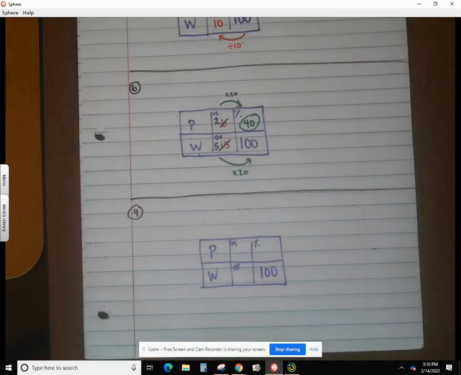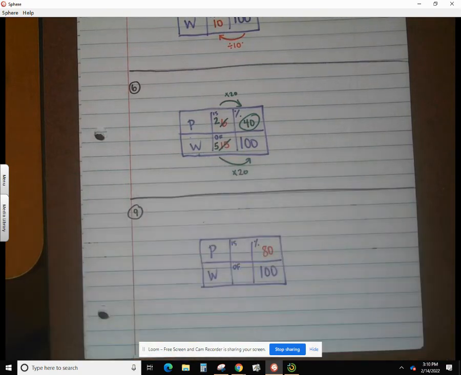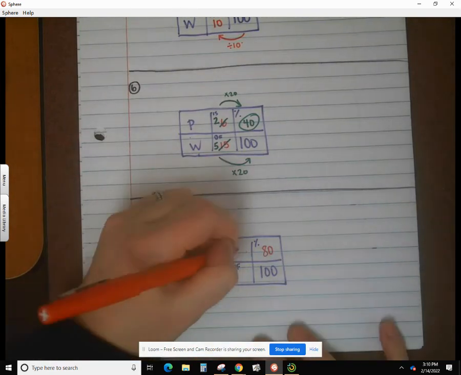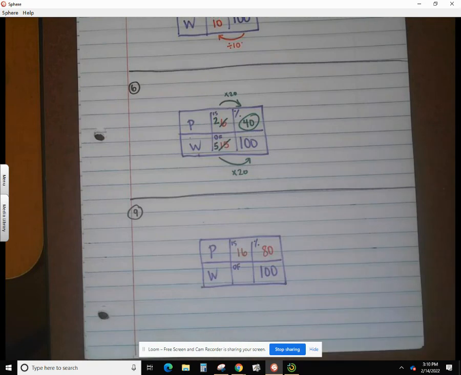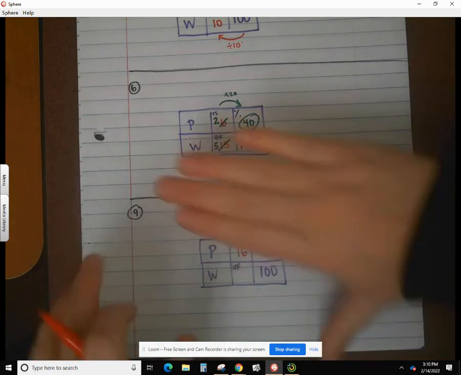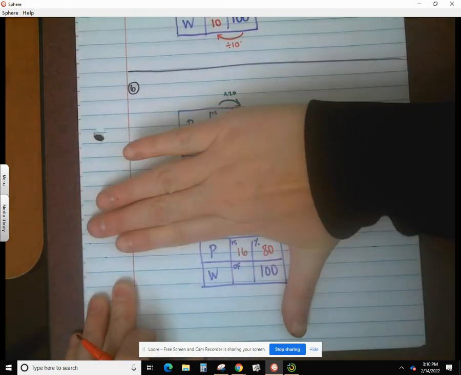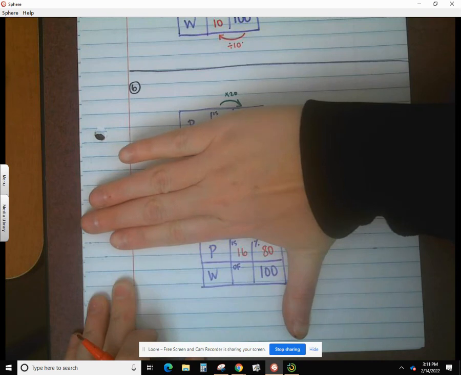And last but not least, number 9 is a missing whole. So it says 80% of blank is 16. 80% of blank is 16. So they gave us the percent, 80%, and then it says of blank. So we don't know our of number. Is 16. So we know 16 is our part. It's the is number. Okay, so on this one, our numbers are making this upside down L shape.